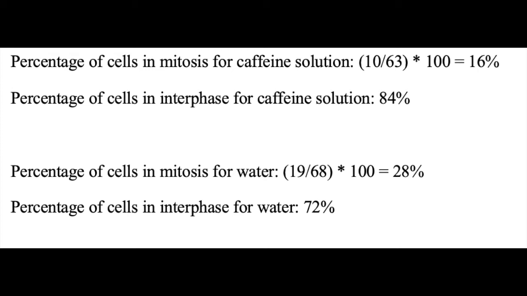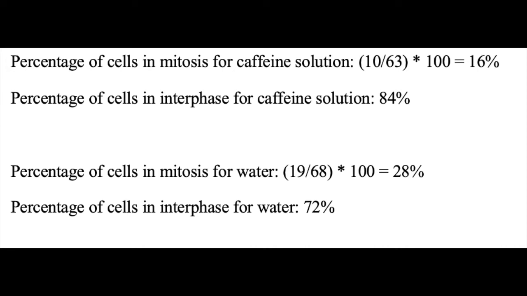In interphase, we know that mitosis and interphase make up the total, which is 100%, so from 16% we know interphase must be 100 minus 16, which is 84%. Similarly, we find the percentage of cells in mitosis for water as 19 out of 68 cells times 100, which gives us 28%, and therefore the percentage of cells in interphase for water is 72%. So there's a significant difference between the percentage of cells in mitosis and interphase for water and caffeine solution.